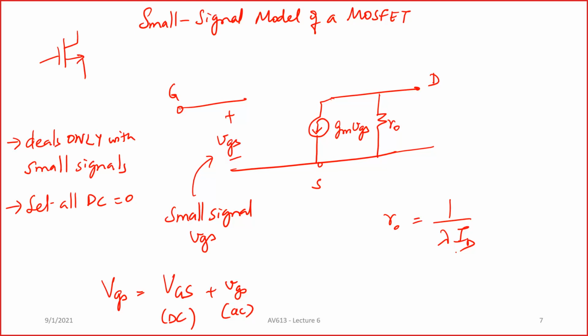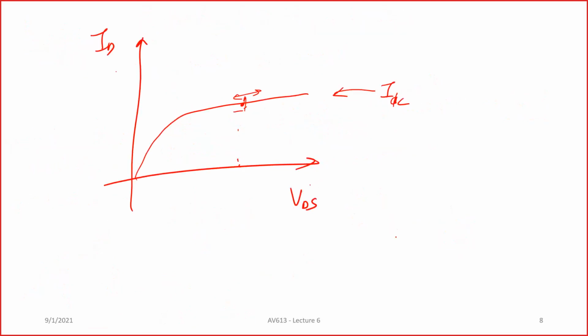Now, what happens when you add in the capacitances? This is what is called the high frequency small signal model. So now let's again draw the gate.